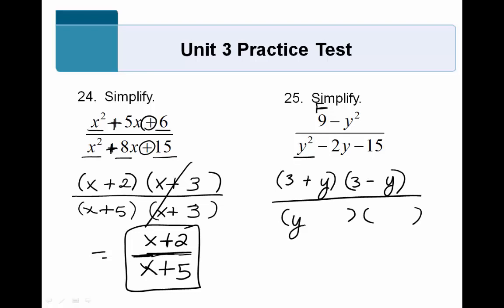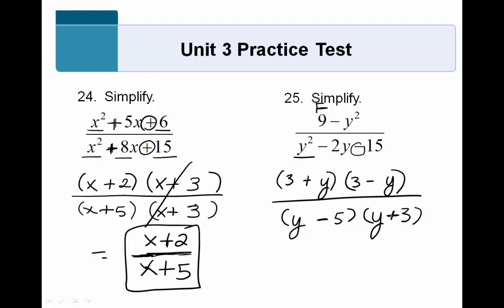Factoring this, y multiplied by y. My signs are different. Factors of 15, 5 and 3. It needs to add up to a negative 2y. So my 5 needs to be negative because it's larger. Negative 5y, my outer positive 3y will give me a negative 2y.